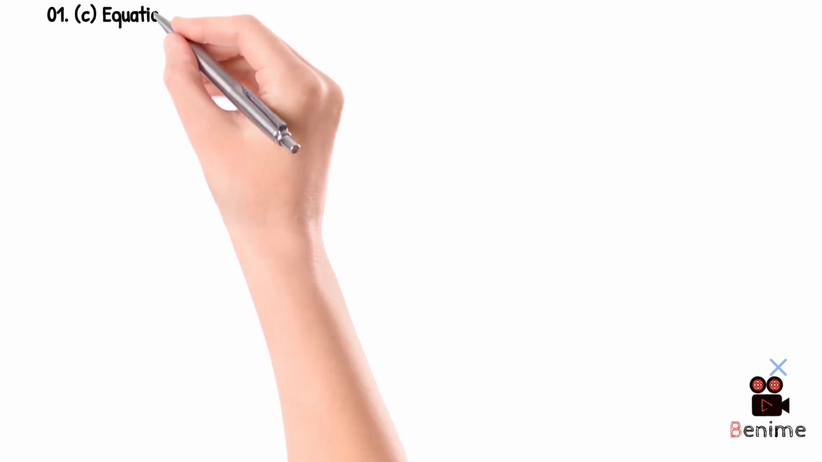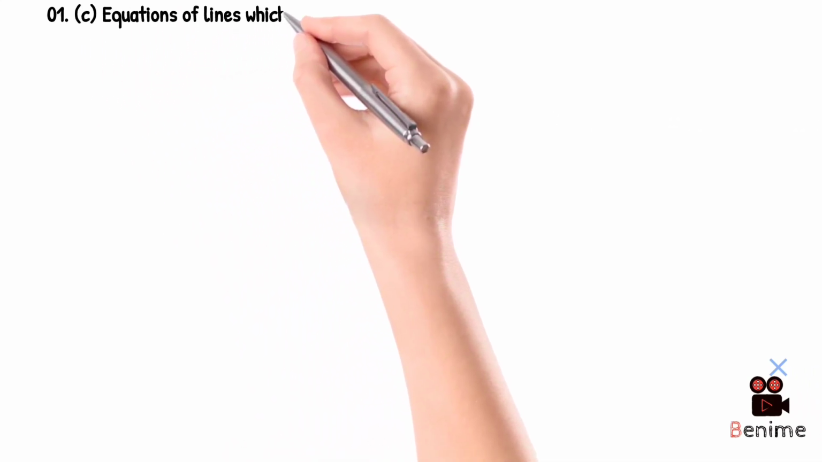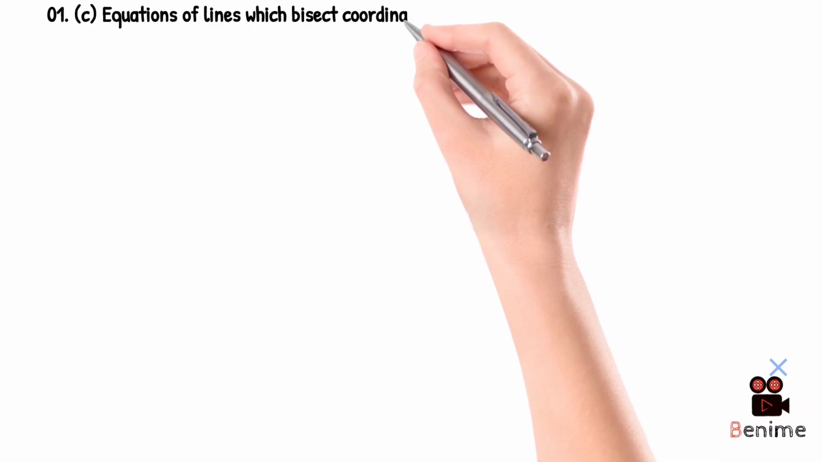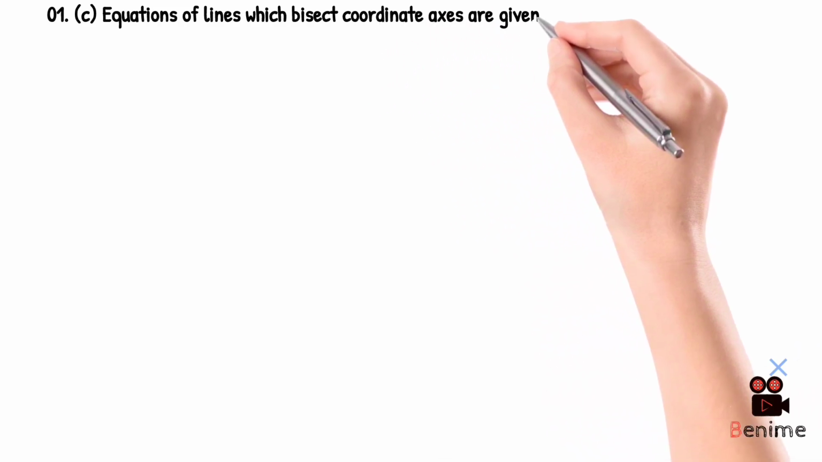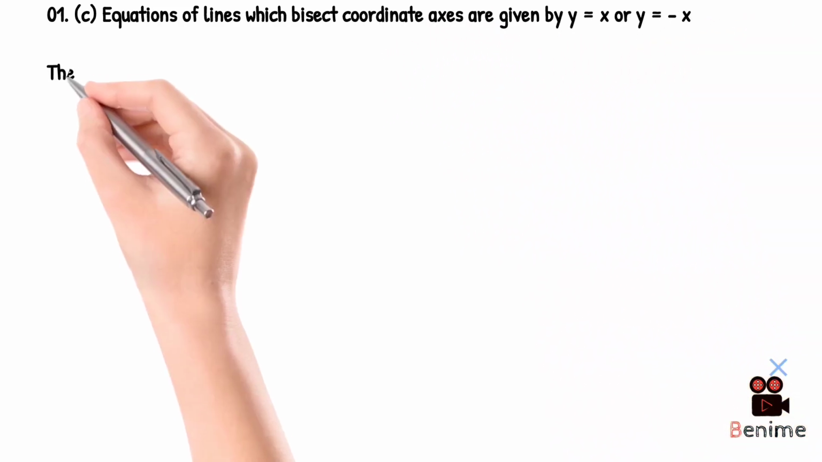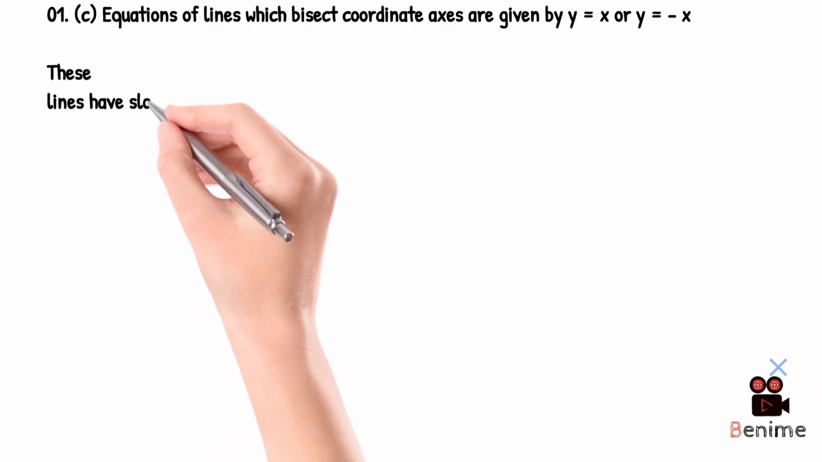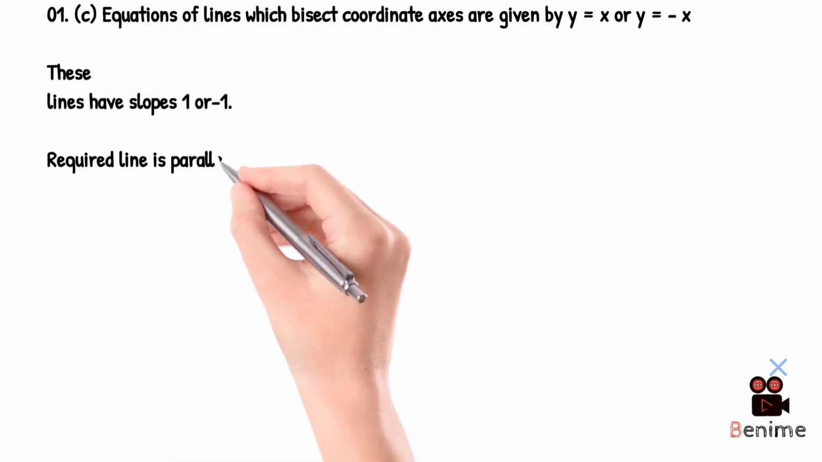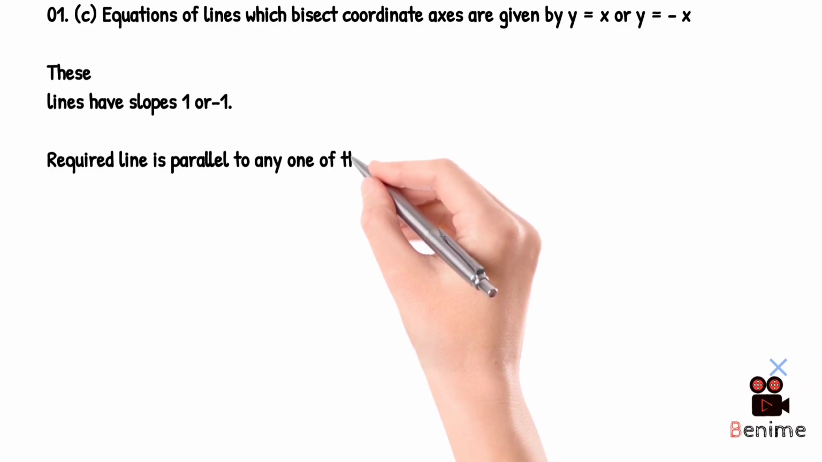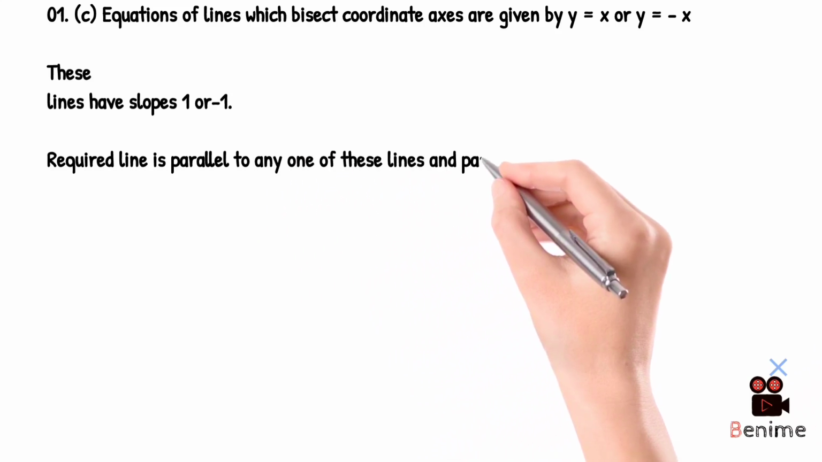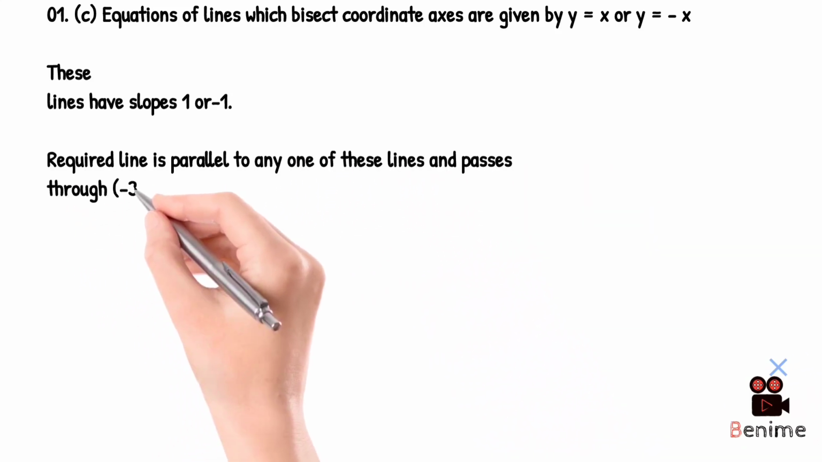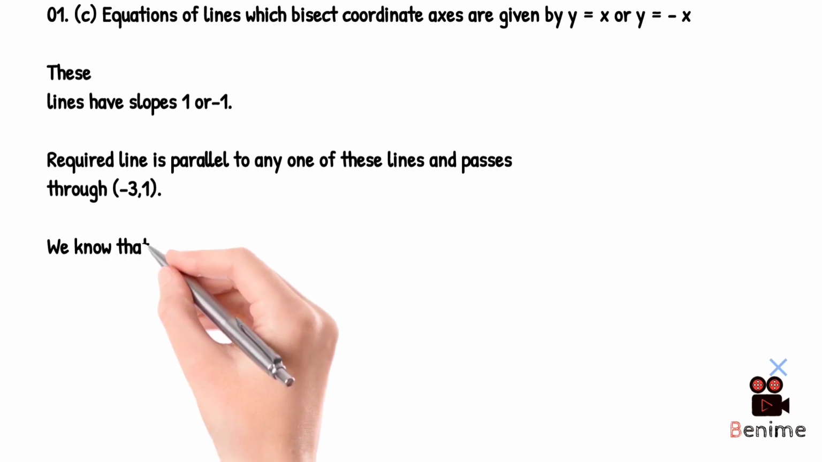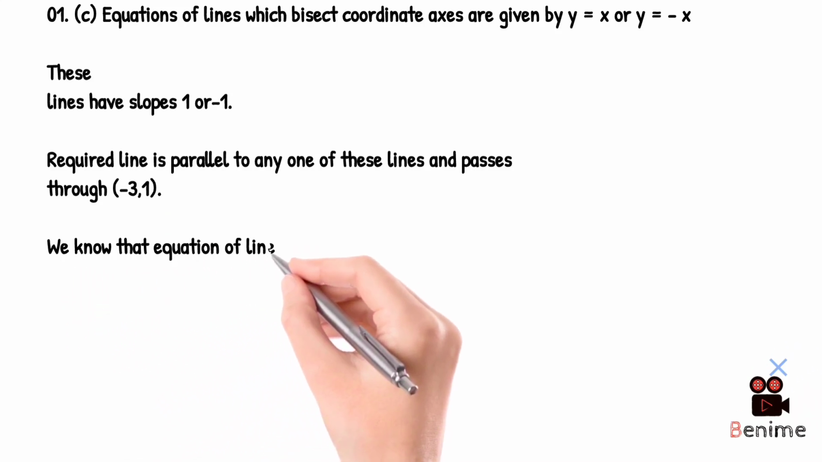Q1. C. Equations of lines which bisect the coordinate axes are given by y equals x or y equals -x. These lines have slopes 1 or -1. The required line is parallel to any one of these lines and passes through (-3, 1). We know that the equation of a line with slope m and point (x1, y1) is y minus y1 equals m(x minus x1).